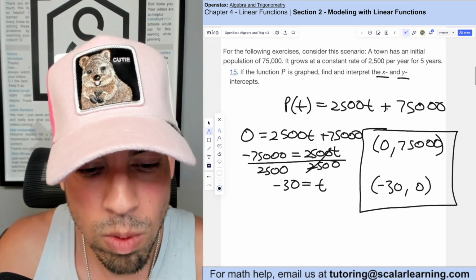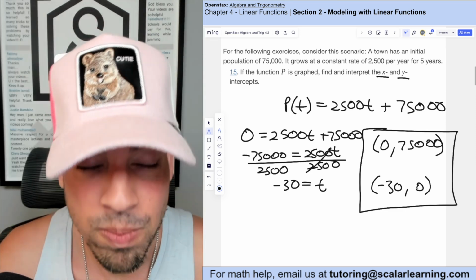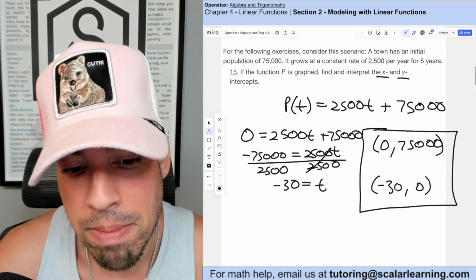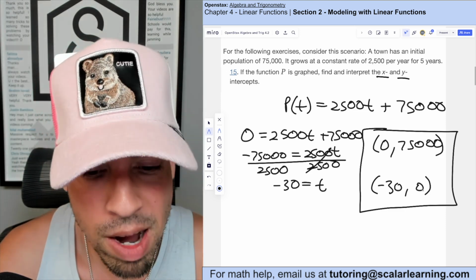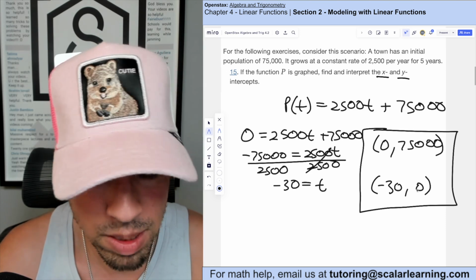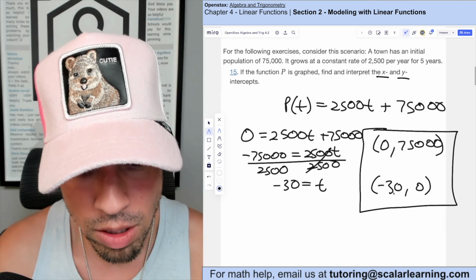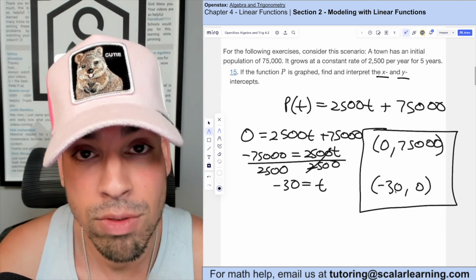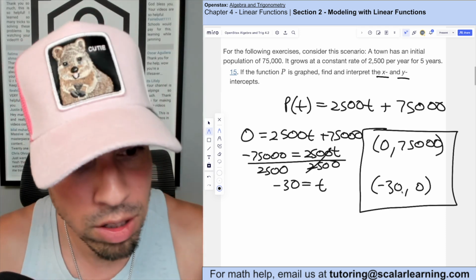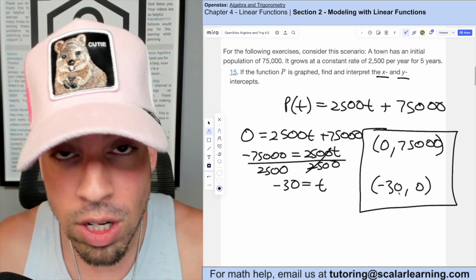Now, the x-intercept, negative 30, 0, if we actually think what that means, that means the time at which the population of this town is 0, because that is the y value, that is the function value. Well, this says it's negative 30, meaning 30 years prior to the current date. Now, was the population actually ever 0?